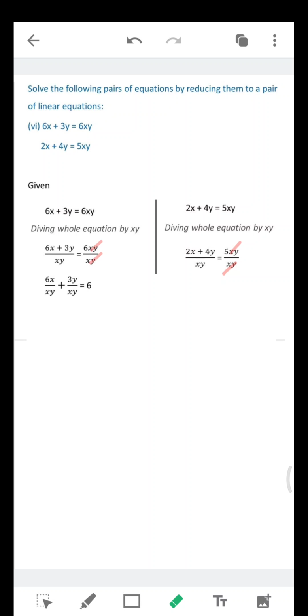We'll split it, then I'll cancel x and x, so 6 by y remains, and 3 by x remains here. 6 by y and 3 by x. Here if I split, I'll get 2x by xy and 4y by xy is equals to 5. What can you cancel here? x and x, so 2 by y remains, and cancel y and y, 4 by x remains, is equals to 5.